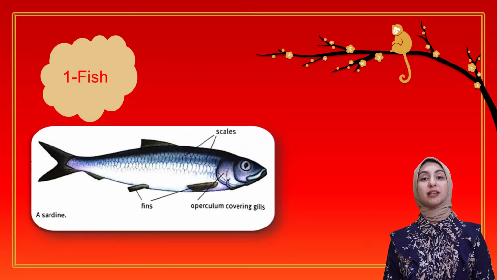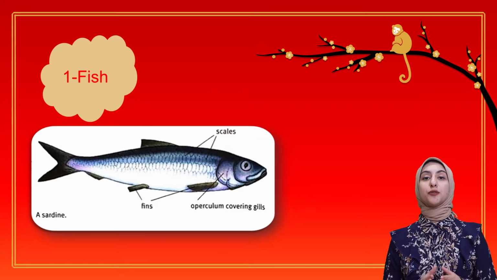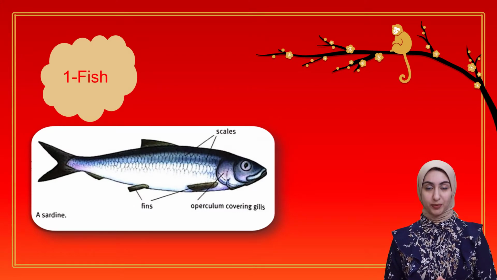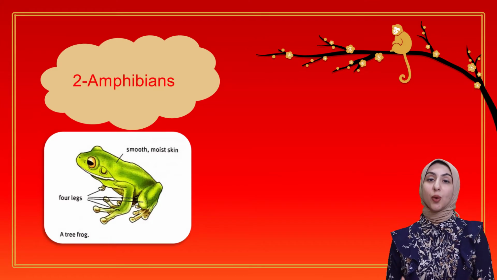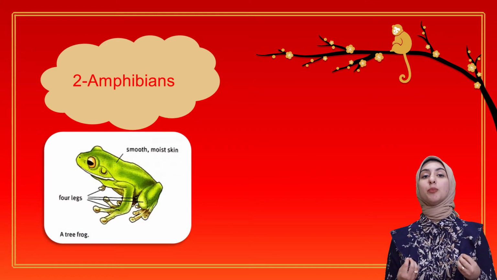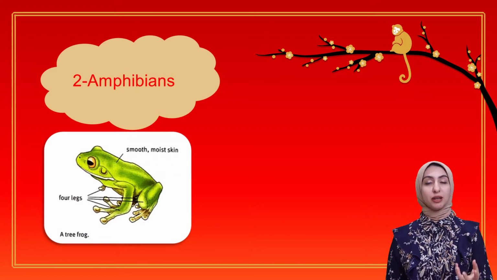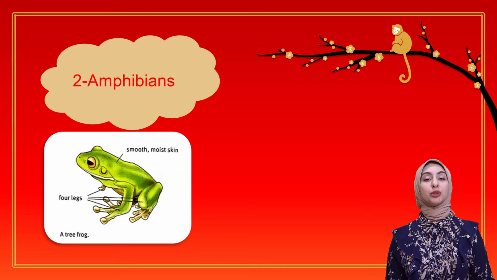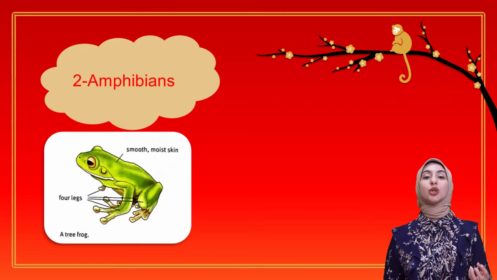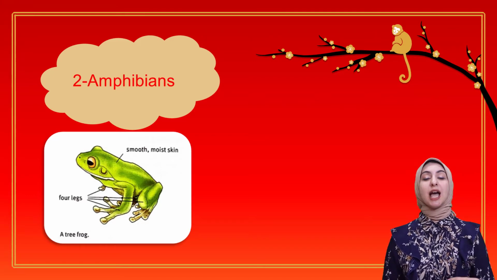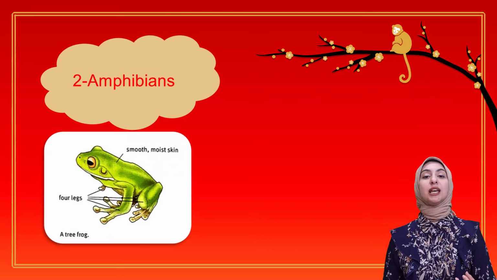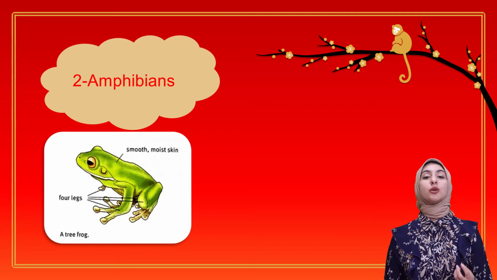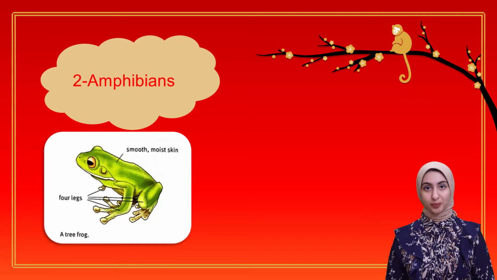For fish, we said it has scales, fins, and gills. And for amphibians, it has 4 legs and smooth, moist skin. The amphibians lay eggs in the water. Their young live most of their lives in water, so they breathe using gills. And when they become adults, they breathe using lungs because they can live on land.